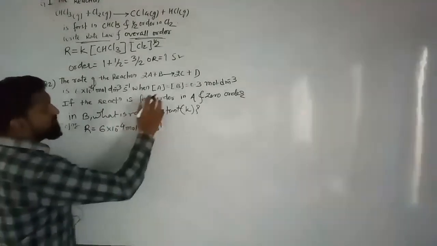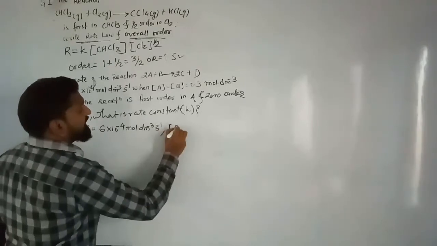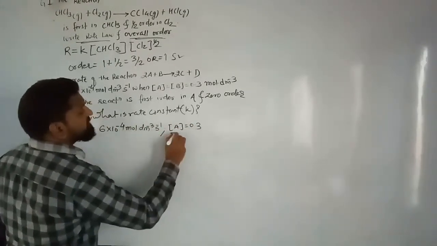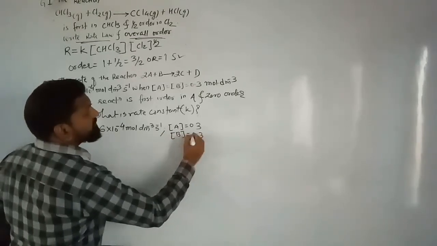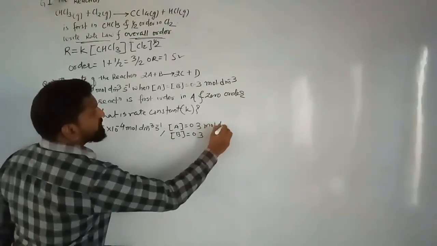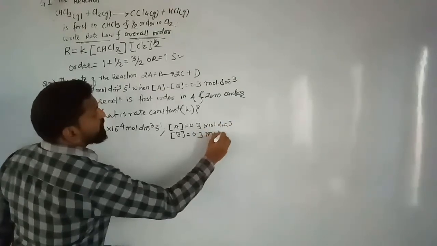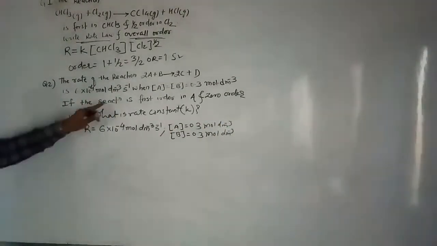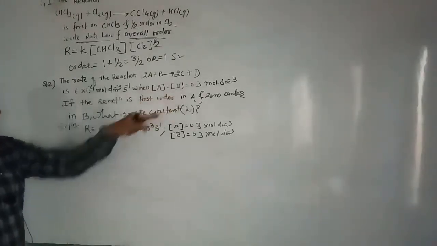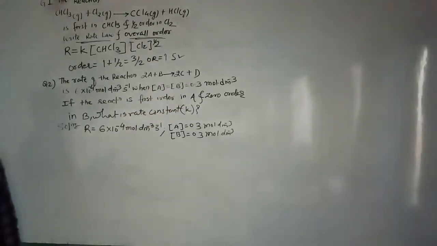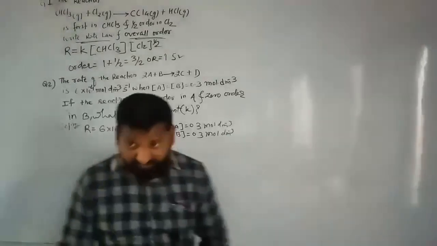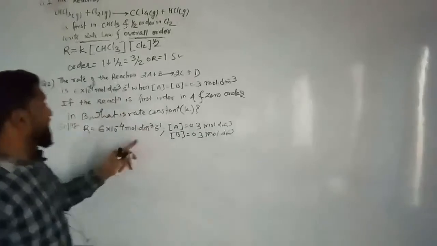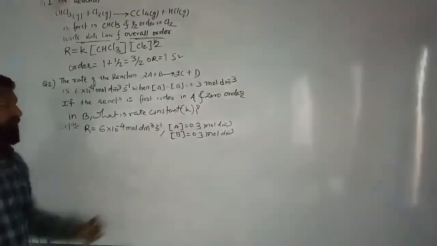The concentration of A and B is given to you, in mole per dm cube. Now if the reaction is first order in A and zero order in B, what is the rate constant? Ultimately here we have to write down the rate law, that is called the differential rate law, and then we follow the command, that means calculation of the rate constant.